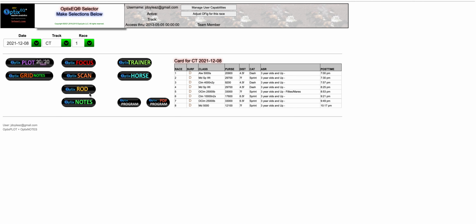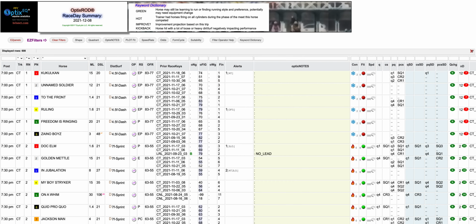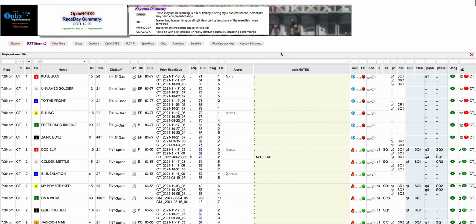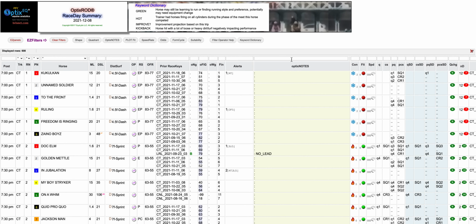So I'm going to start off by looking at the ROD. Again, what ROD does, I'm just going to click that. Okay, it pulls all the horses that are running on Wednesday, puts them into a table, and you can filter on keywords or other information. There's a bunch of keyword filters you can use.